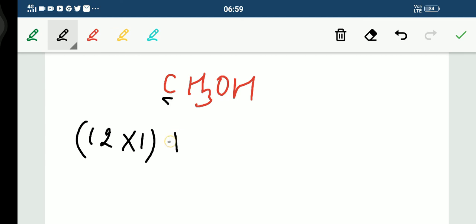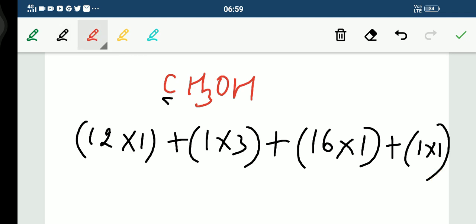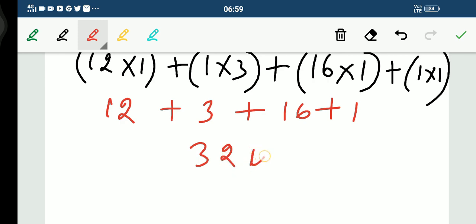Fine. Plus, what about hydrogen? It's 1 multiplied by 3 as there are 3 atoms. Oxygen's atomic mass is 16. Multiply it by 1 because only one atom is there. What about hydrogen then? It's 1 multiplied by 1. Simply solve these multiplications. We get 12 ones are 12 plus 3 ones are 3 plus 16 ones are 16 plus 1 ones are 1. The answer would be 32 u.